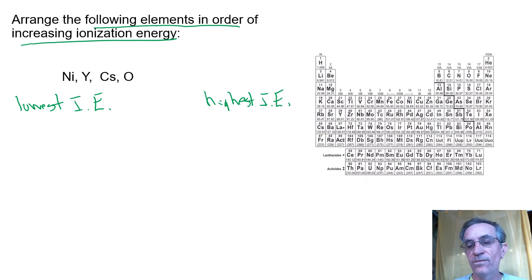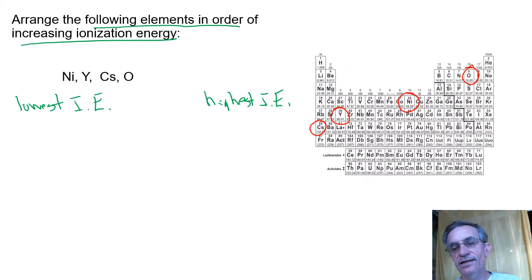Now, in the interest of making this just a little bit easier before you have to answer, let me find these elements on the periodic table for you. We got nickel, we got yttrium, we got cesium, and oxygen, those four. So what's the pattern? I want you to list them, lowest ionization energy to highest. Okay, hopefully you got that one right.